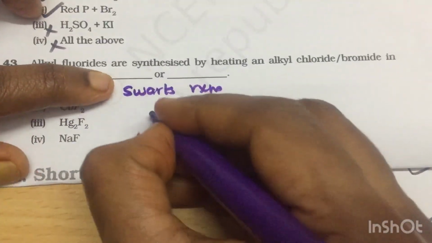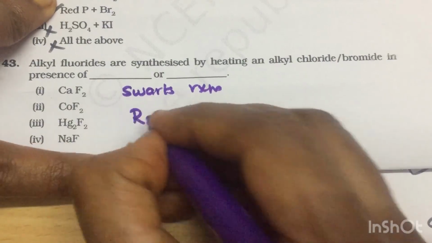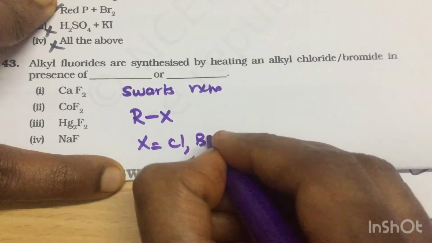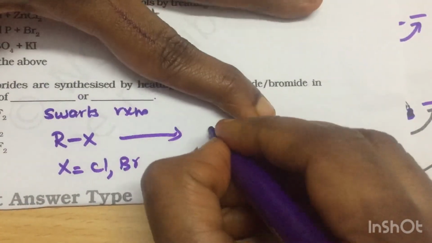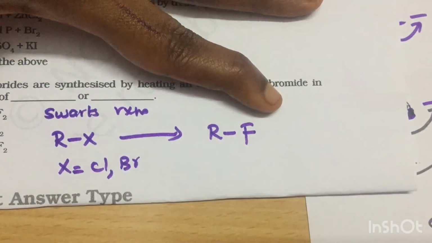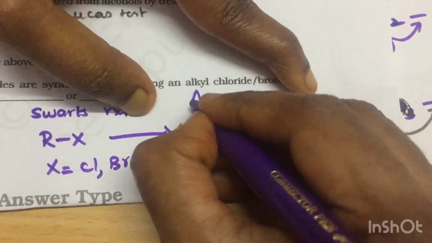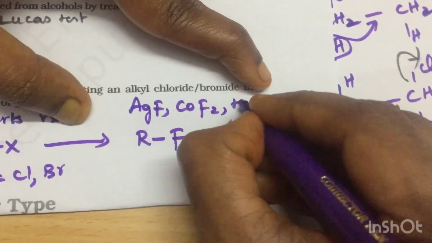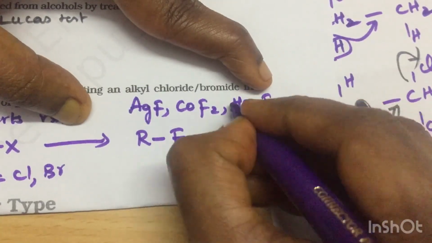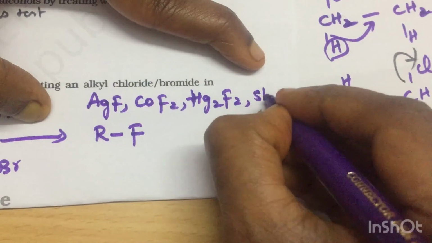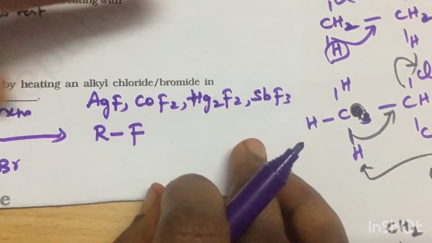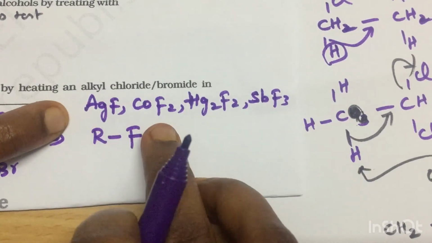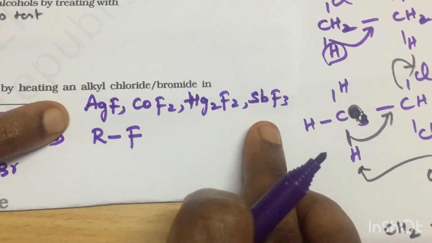Swarts reaction, what does it say? So when an alkyl halide, where X is equal to chlorine or bromine, you can convert this to the corresponding fluoro compound via 4 reagents. What are they? So they are AgF, CoF2, Hg2F2, and SbF3. So please kindly recall these 4 reagents. Okay, silver fluoride, cobalt difluoride, mercurous fluoride, antimony trifluoride.